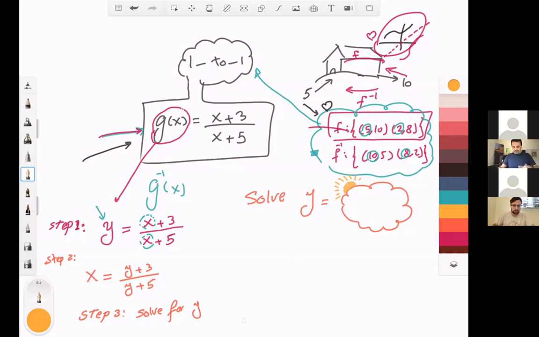Unfortunately, we have two y's, correct? We have y's here, and we also have y there. The first thing is, I know none of you like fractions. We're going to get rid of the fraction. I'm going to multiply both sides by y plus 5. So I will get y plus 5 multiplied by x equal to y plus 3.